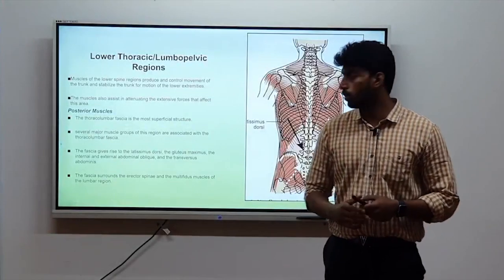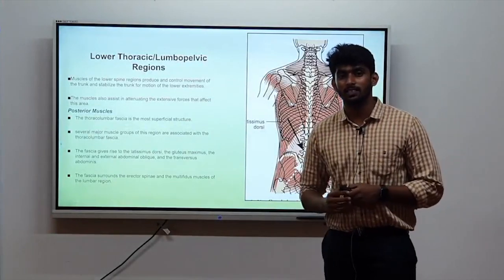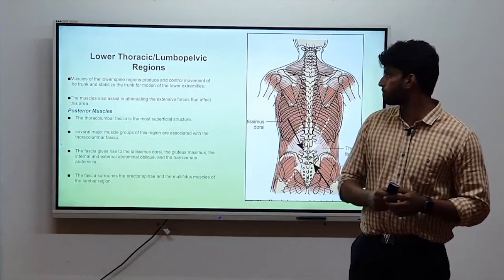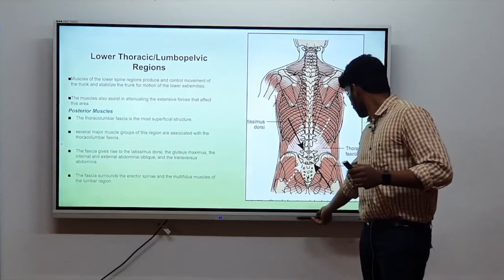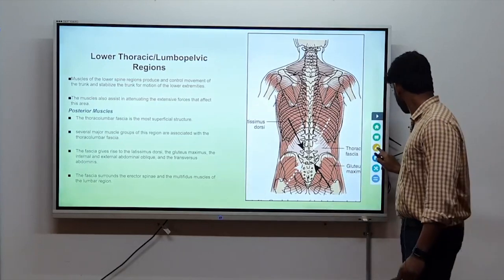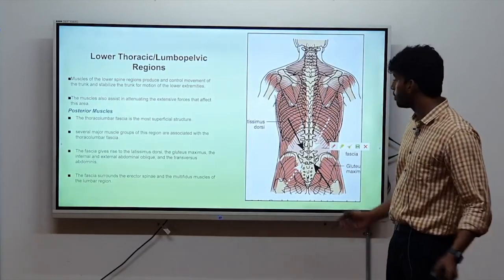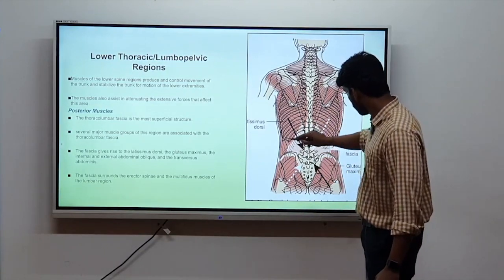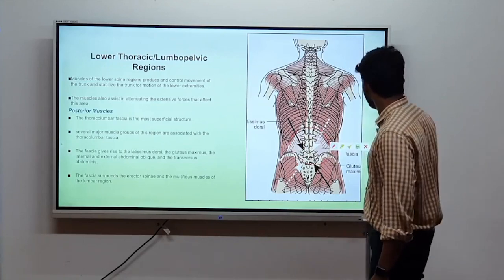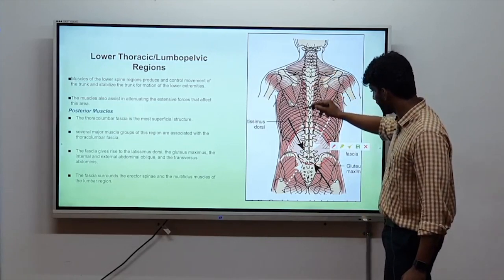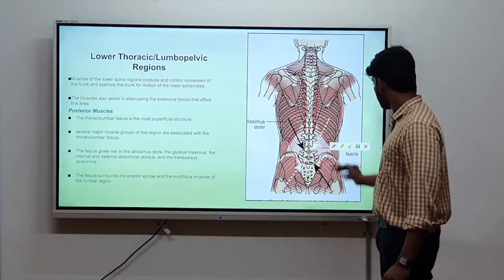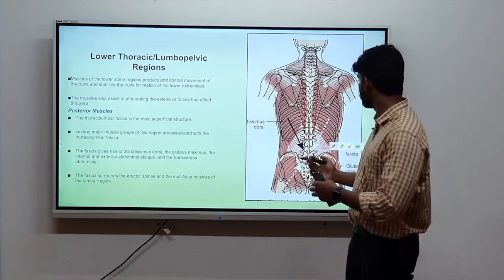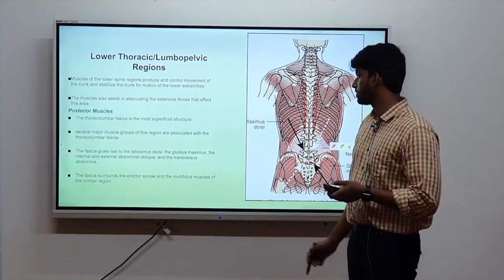Today we are going to discuss the muscles and structures in the lower thoracic or lower pelvic region. You will be able to see here the main muscles in the posterior structures. Last day we discussed the thoracolumbar fascia, and we are going to discuss the erector spinae and some other muscles like the gluteus maximus, which have a role over the hip and also assist in the lumbar movements.